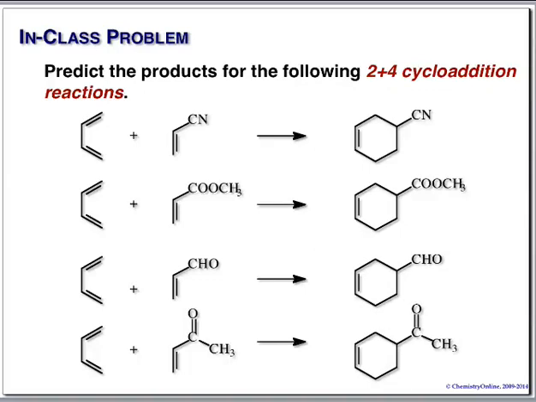Predicting the products. Remember, I'm going to ask you to do this backwards too. Okay? I'm going to look at something like this and say, what diene and what dienophile do you need? Remember what you do is just take it apart, find your double bond. These are the 2 carbons of the dienophile. These are the 4 of our diene.